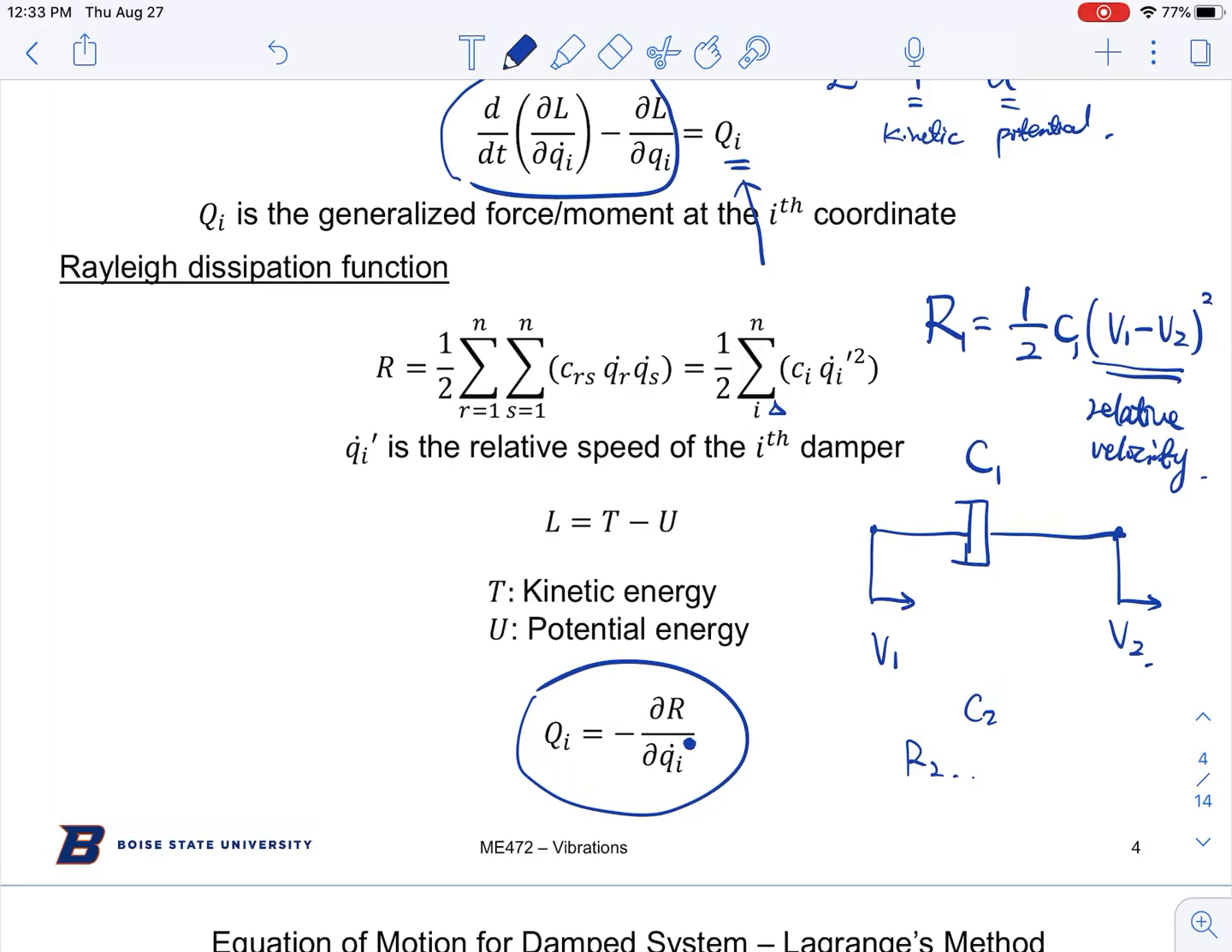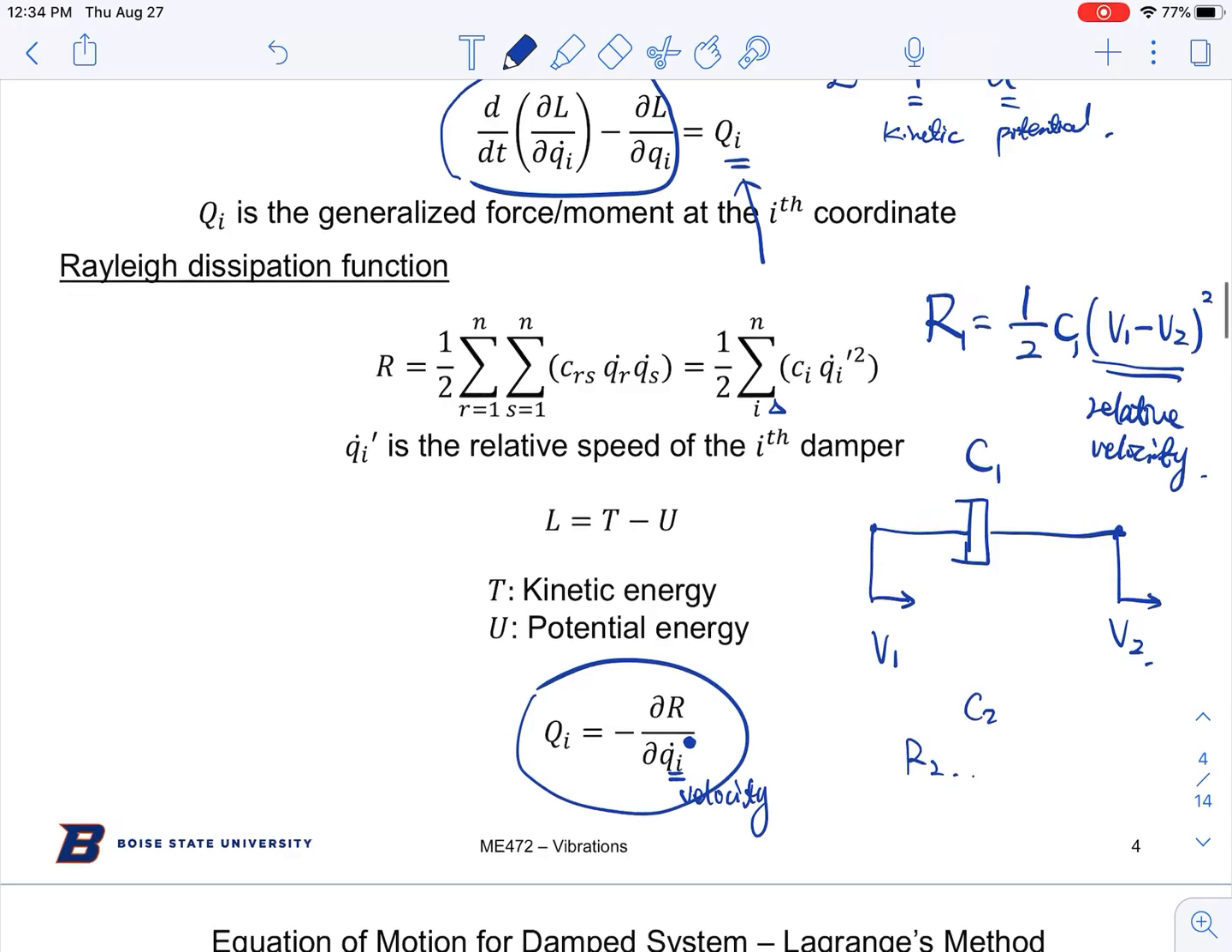In this case, you just need to calculate partial derivatives with respect to your velocity, and I would say that's absolute velocity. In the single degree of freedom case we're going to talk about in this lecture, we don't have to worry about relative velocity, but once we move to multiple degrees of freedom, the relative velocity comes into play. Just keep this in mind.